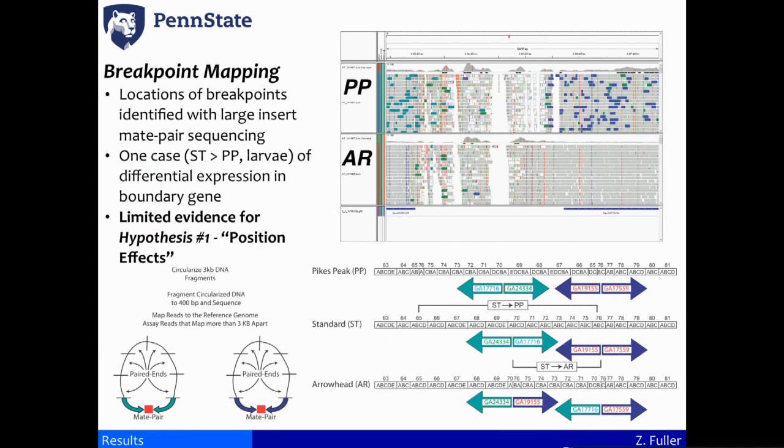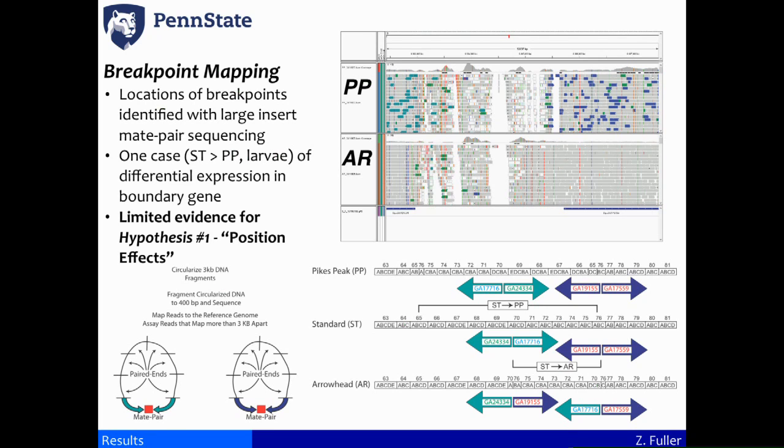We mapped the locations of each of those inversion breakpoints using large insert Illumina mate pair sequencing. And in order to find the breakpoints along the chromosome, we searched for regions such as this example shown here. These are regions where the reads are mapping at greater distances than their expected insert size and in reverse orientation. After mapping all of these breakpoints, in no case did we find evidence that the breakpoints themselves physically disrupted a protein coding gene.